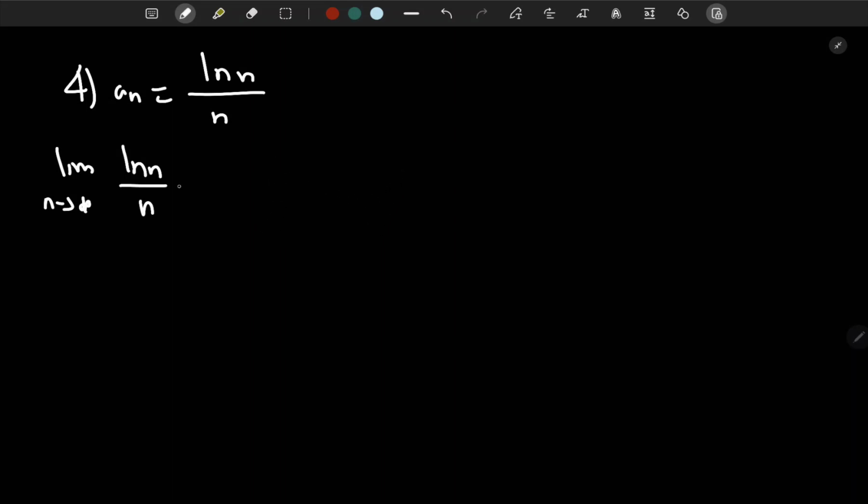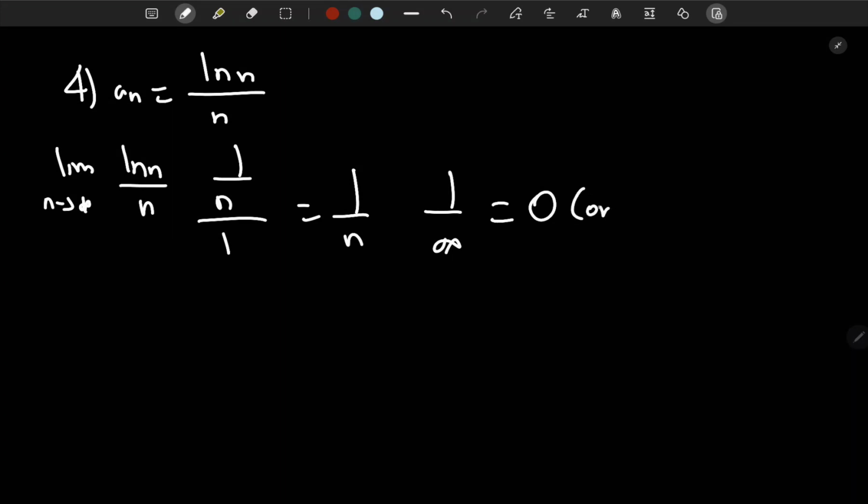What we need to do is differentiate the numerator and the denominator. The derivative of ln n is simply 1 over n, and the derivative of n is 1. If we simplify this, we will get 1 over n. Now if we take the limit again as n is approaching infinity, we'll have 1 over infinity, and this is equal to 0, and that's it. So this is a converging sequence.